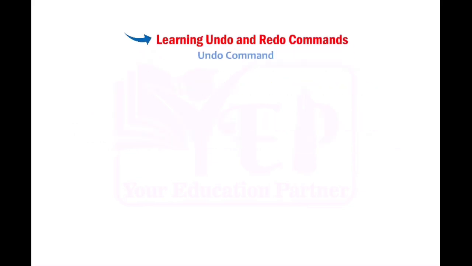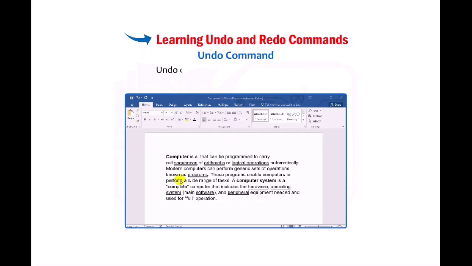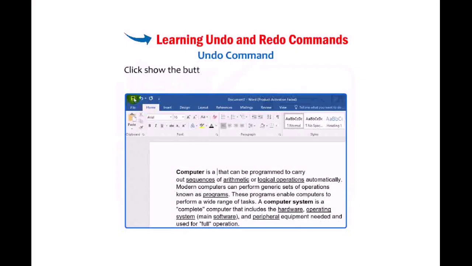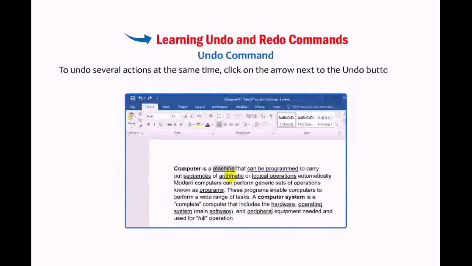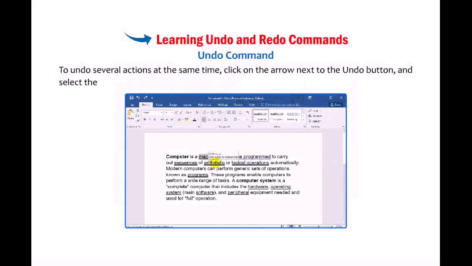Okay, now we will talk about undo and redo commands. Undo command. Undo command reverses our last action. Click the Undo button here on the Quick Access toolbar. To undo several actions at the same time, click on the arrow next to the Undo button and select the actions in the list.